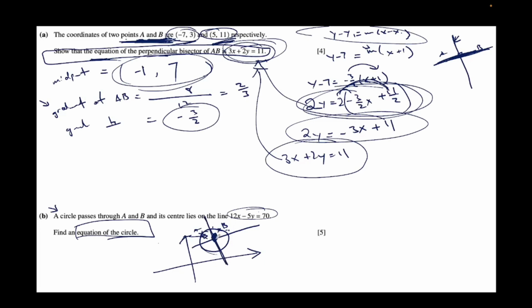Find that center then. You've got the equation for the perpendicular bisector, you've got the bisector over here, you've got the equation for this line that goes through there. Isn't that just the point of intersection for the center? And that's how you start. So you write 3x plus 2y equals 11, 12x minus 5y equals 70.